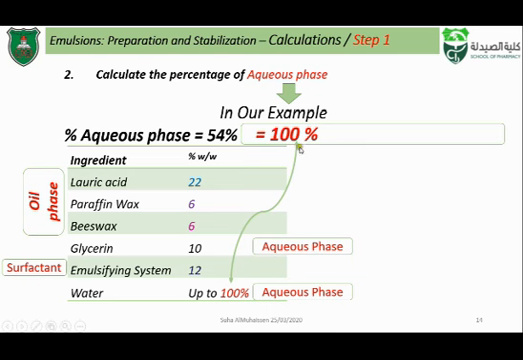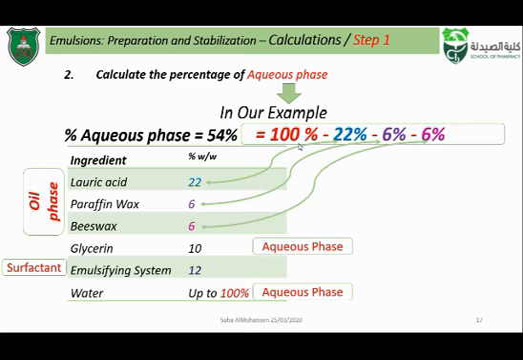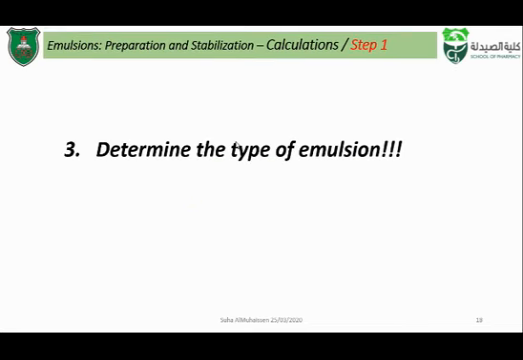So it is calculated as 100% minus 22% lauric acid, 6% paraffin wax, and 6% for beeswax. What else? Of course, we have to subtract the emulsifying system, which is 12%. Then aqueous phase is equal to 54%. But what is that supposed to mean? How to determine the type of emulsion?